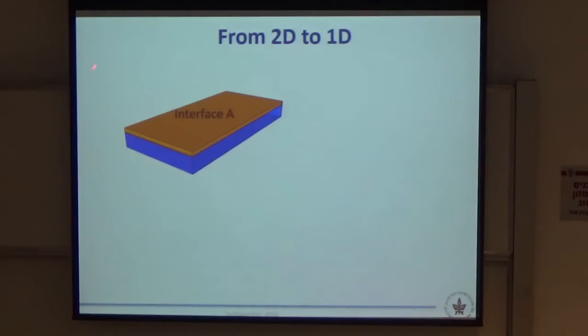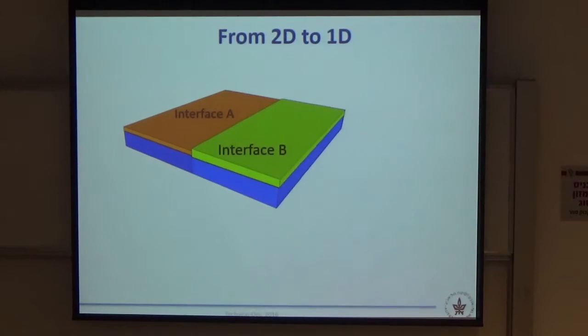Now, what happens if we make a discontinuity in, let's say, the x direction? So we take interface A and interface B. So both of them are not conducting. So interface A, let's say it's 1 unit cell of lanthanum aluminate on top of strontium titanate, and here no conductivity, because you are below the conductivity threshold.